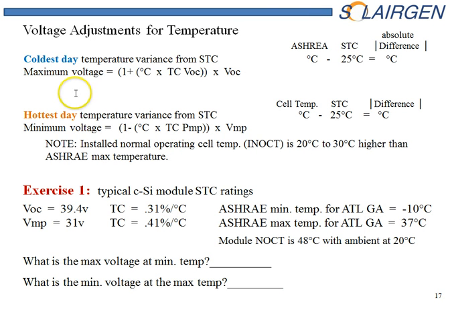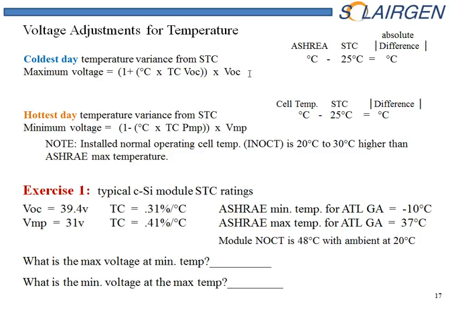This is the coldest day temperature calculation for voltage. Voltage is going to rise proportionate to the number of degrees colder than 25 degrees C that we're going to experience on the coldest day of the year.